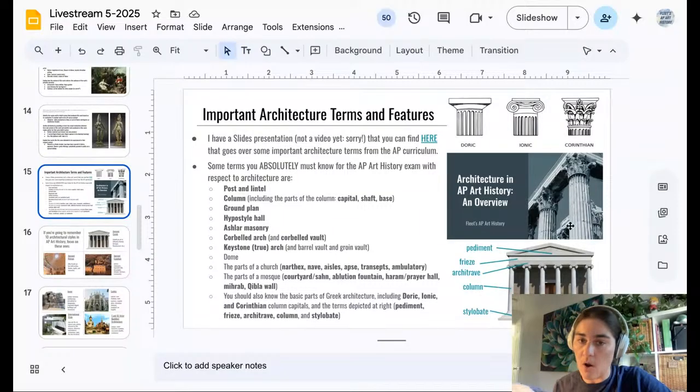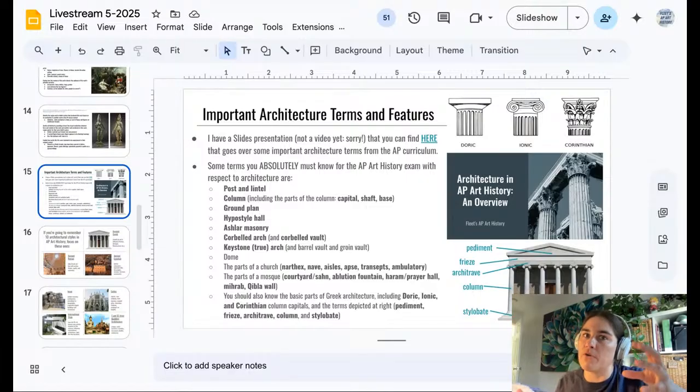So the three orders of columns that you'll see over and over again in art history are Doric, Ionic, and Corinthian. Okay. So make sure that you're able to distinguish between those. You should also remember terms like post and lintel, ground plan, hypostyle hall, ashlar masonry, corbelled arch. Y'all can read this. Okay.